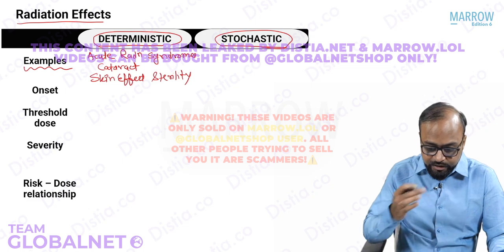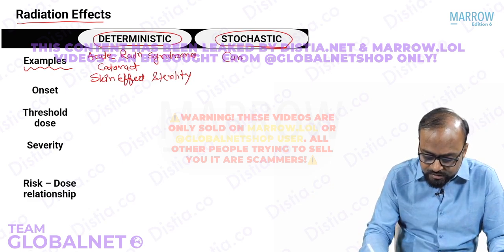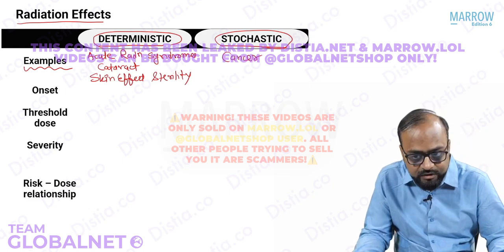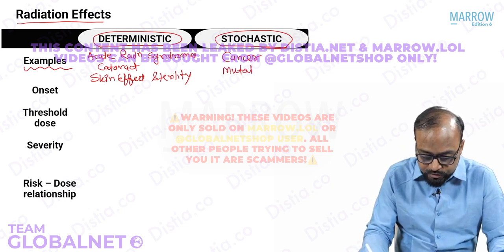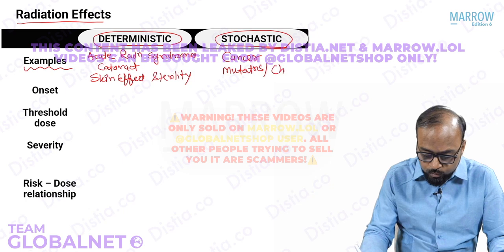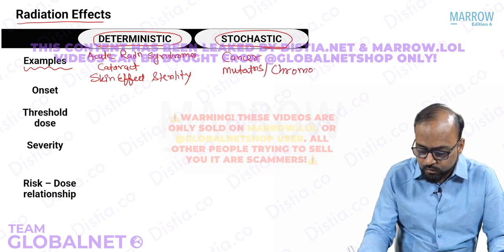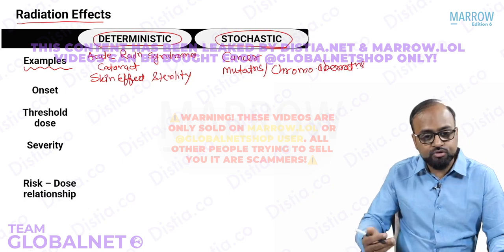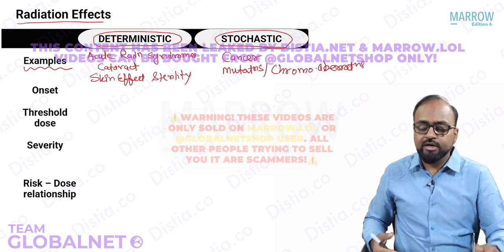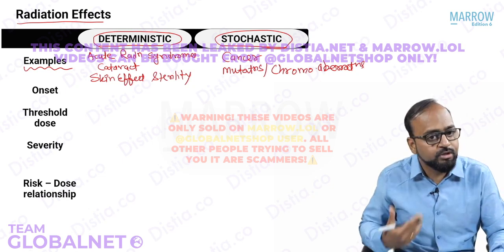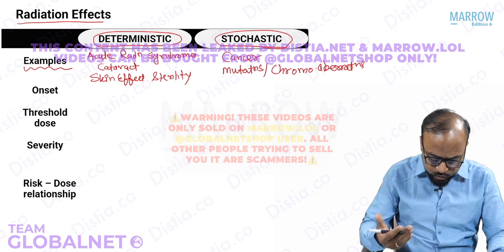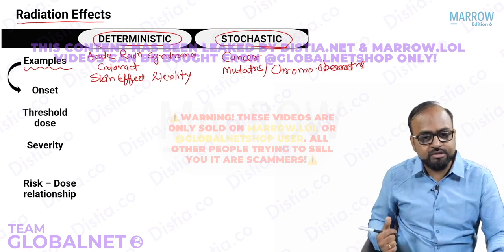Whereas radiation-induced cancer is a stochastic effect. Radiation-induced genetic mutations or chromosomal aberrations. These are all examples of stochastic effects. Right? Now that we know the examples, let us use these examples to remember the properties. Let us see how we can use it to remember the onset.